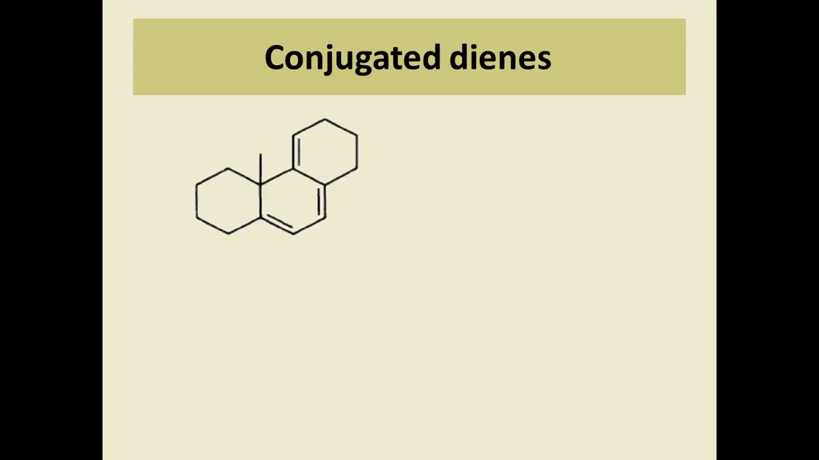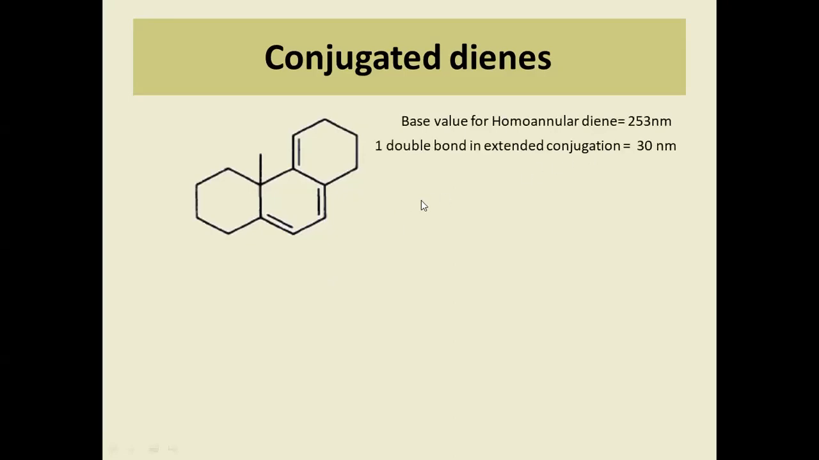Now here, if you just observe, there are three double bonds. So there is a conjugated diene. So you have a homoannular diene and a heteroannular diene. When you have two options like this, the preference will be given to the homoannular diene. So the base value for homoannular diene is 253 nanometer. And one double bond in extended conjugation will contribute 30 nanometer. And three exocyclic double bonds will contribute totally 15 nanometer. And there are a total of 5 residues across this chromophoric unit that will contribute 25 nanometer. So in total, the lambda max value will be equal to 323 nanometer.